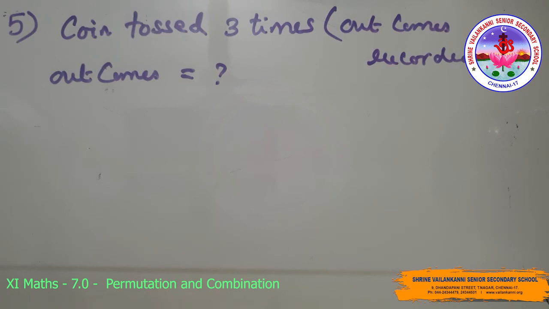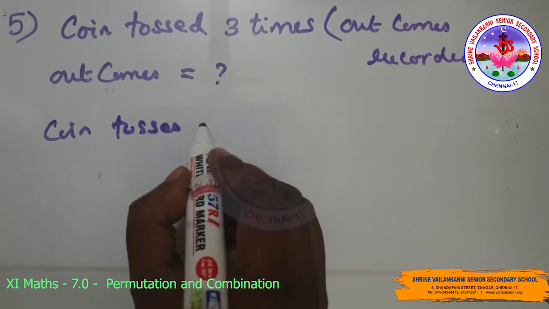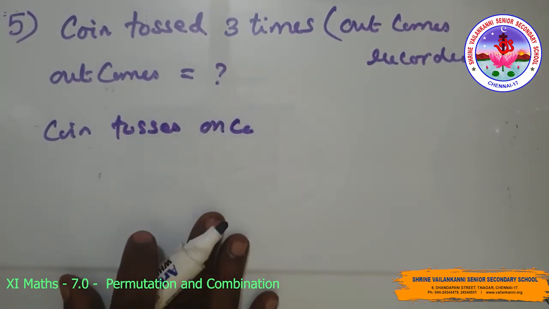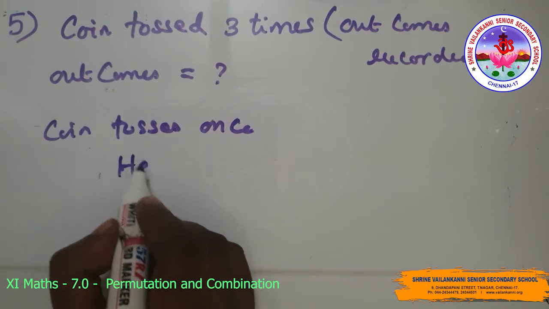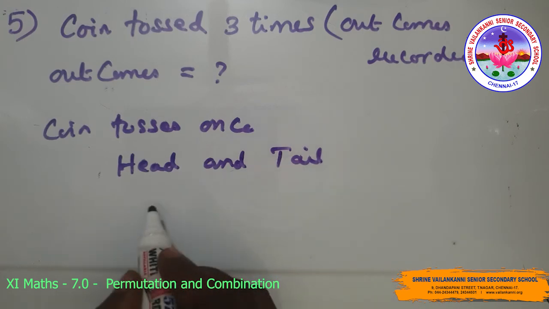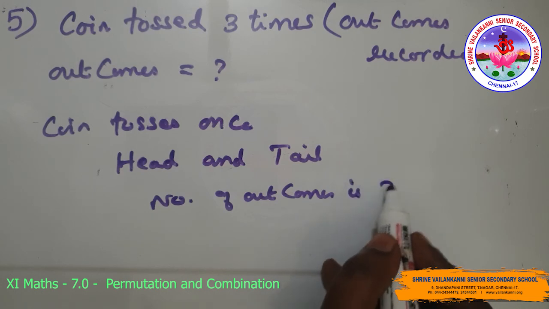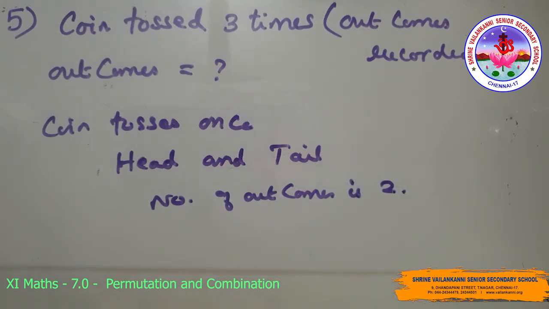Fifth question. A coin is tossed 3 times and the outcomes are recorded. How many possible outcomes are there? When a coin is tossed once, the number of outcomes is 2. That is head and tail. So the number of outcomes is 2. In each throw, the number of ways of showing a different face is 2.